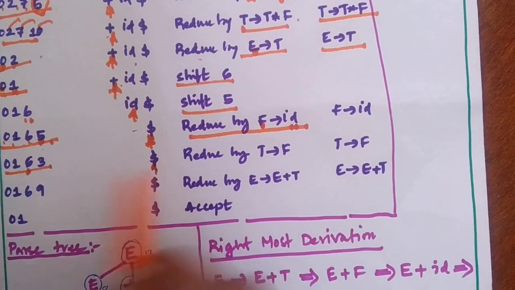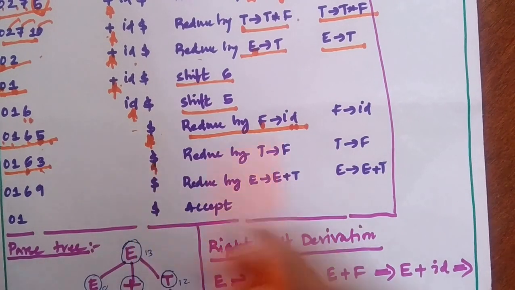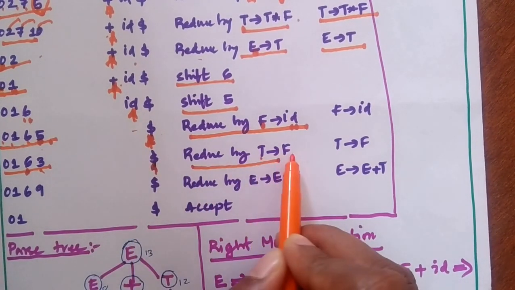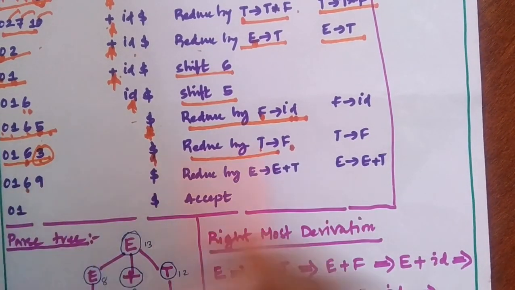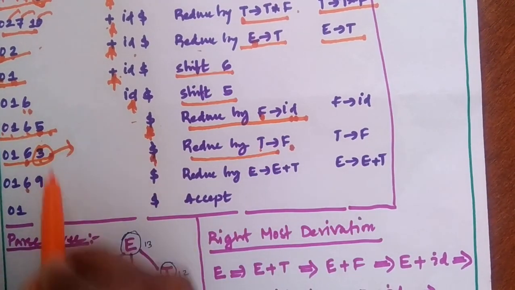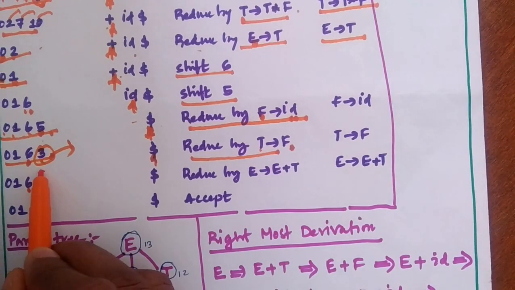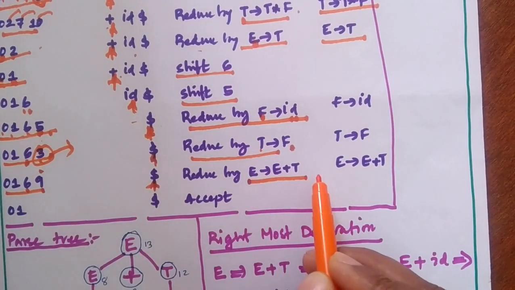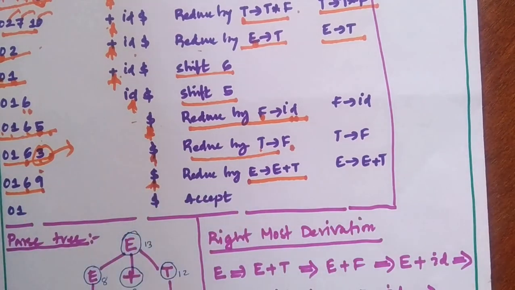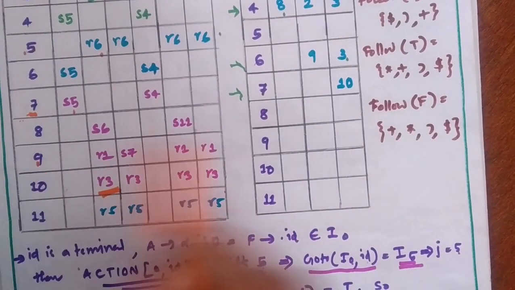Then the input pointer points to the same symbol. Then 3 and dollar is again a reduction operation using T gives F. One symbol is replaced: 3 will go out, then 6 will come, and 6 and T is 9. So the parser will pop off 3 and push 9 onto the top of the stack. Then the input pointer points to the same symbol. Then 9 and dollar is R1, where R1 is E gives E plus T.